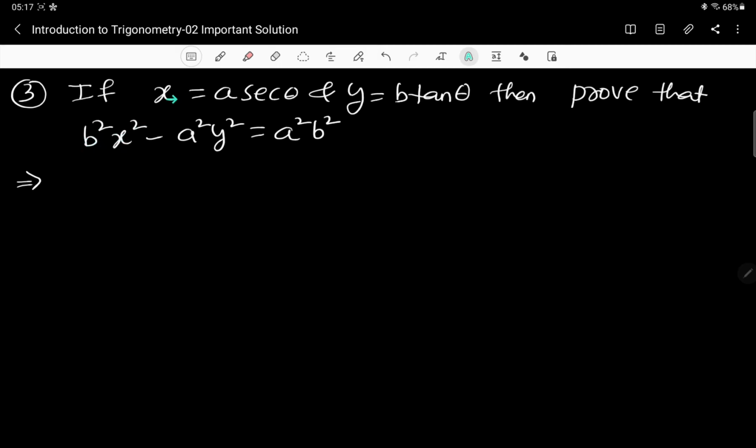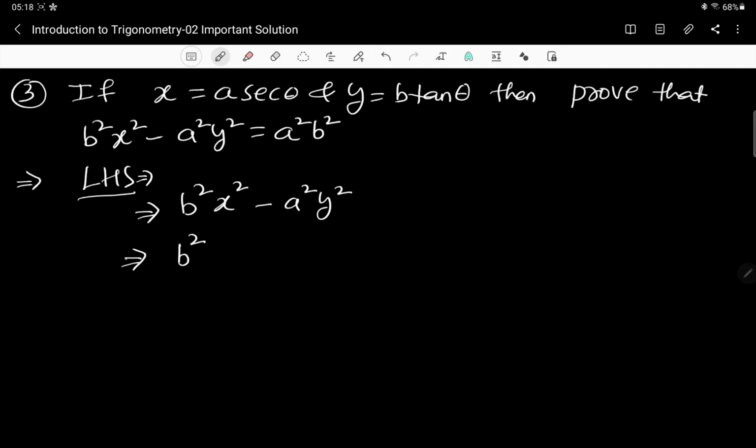So x square means, look at this, x is given and this square can be done, and a square is given, that is independent. Y square means y is b tan theta, right? Again we can square it. That is the only trick we have here. LHS, let us start from LHS. What is LHS? b square x square minus a square y square.